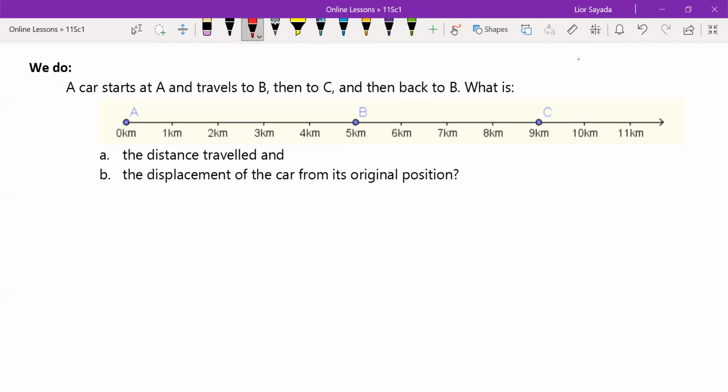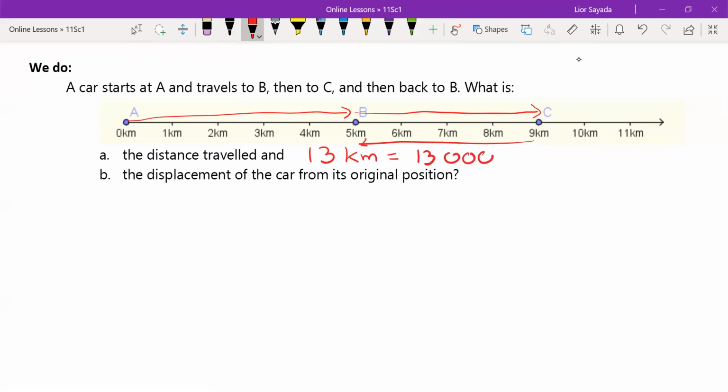So you should have found out that the total distance from A to B, that's 5 kilometers, and then from B to C, that's another 4, so we're at 9 kilometers, and then from C back to B, that's another 4, so altogether we have 13 kilometers. So we have 9 plus another 4. So the distance traveled is therefore 13 kilometers. Please convert that to meters and say your answer to the screen. You should have got 13,000 meters.